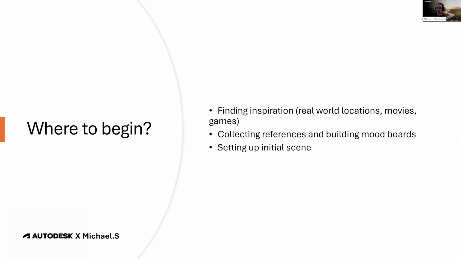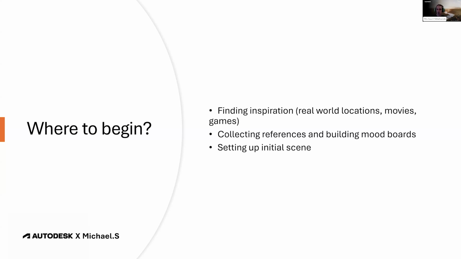So once I knew I wanted to create a Japanese village environment, the next question was, where do I start? This phase is all about inspiration, reference gathering, and building a strong foundation before modeling even begins. I always start by looking for inspiration in real-world locations, especially traditional architecture and rural areas of Japan. At the same time, I pull from movies or video games like Ghost of Tsushima or Sekiro, anything with rich atmosphere and strong composition. This helps guide the tone and visual language of the project early on.